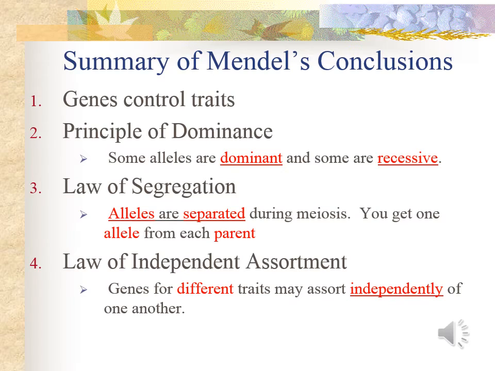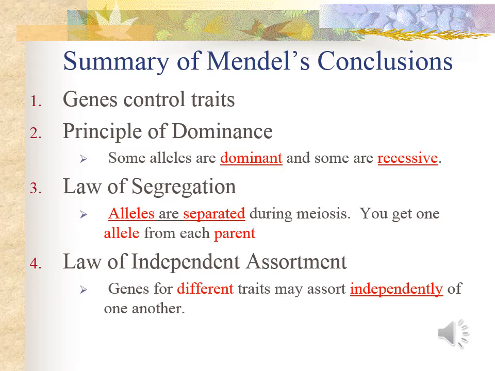Okay, so just in summary, genes control traits. That's the number one conclusion. Number two conclusion, the principle of dominance, that some alleles are dominant and some alleles are recessive. And three, the law of segregation. Alleles are separated during meiosis, and you get one from each parent.